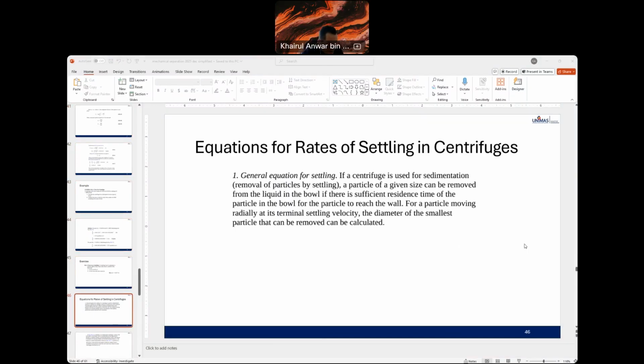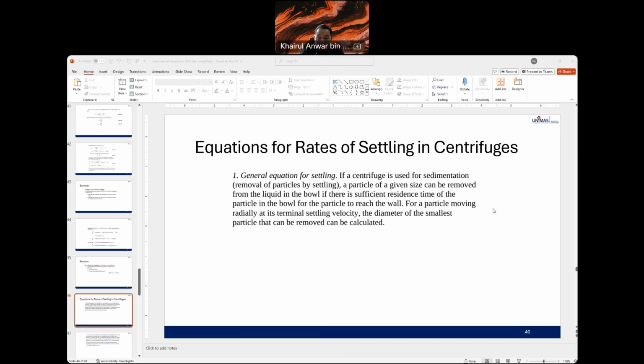So today we continue from slide 35, 36: equation for rate of settling in centrifuge. New general equation for settling.